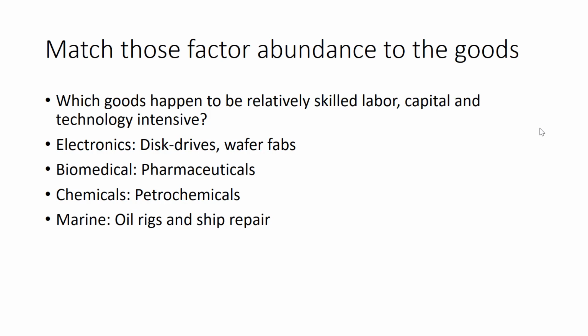So if you want to match these factor abundances to the goods, which are the goods that also happen to be relatively skilled labor intensive, relatively capital intensive, as well as relatively technology intensive? Some examples would be electronics, disk drives, wafer fabs, pharmaceuticals, petrochemicals, oil rigs, and ship repair. All these goods require relatively more skilled labor, capital, and technology.